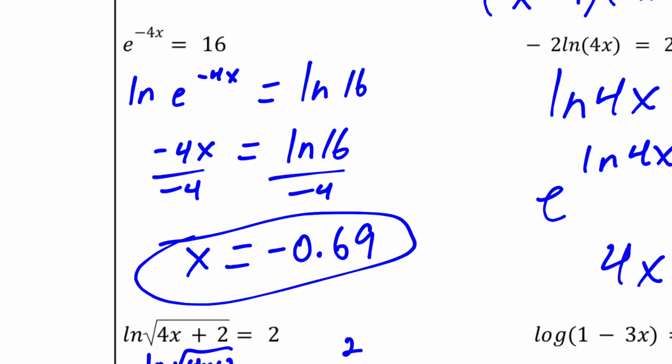If I take the natural log of both sides, on the left side this cancels out nicely, and I have negative 4x is equal to the natural log of 16. So I divide both sides by negative 4. This is what I would put in my calculator, and the answer is negative 0.69.